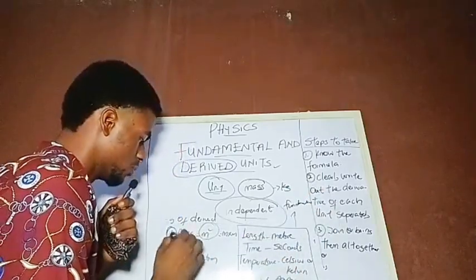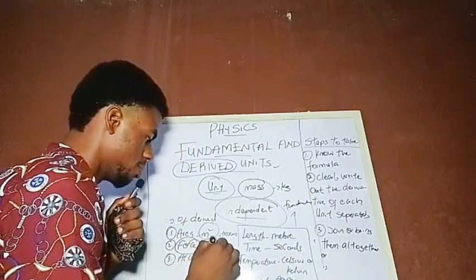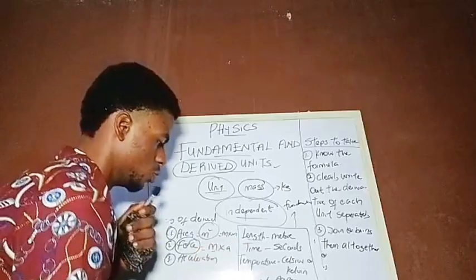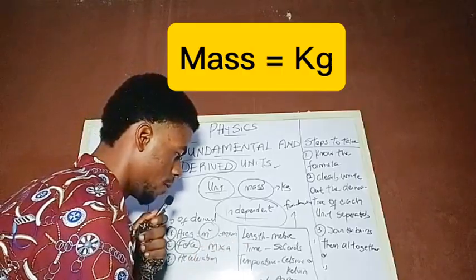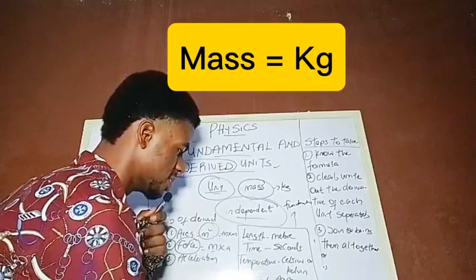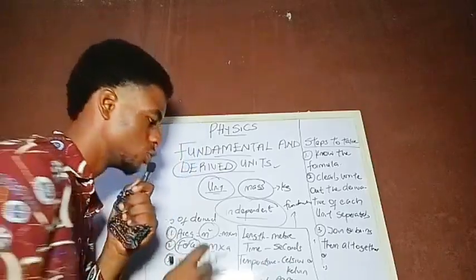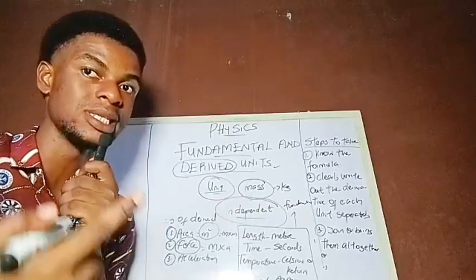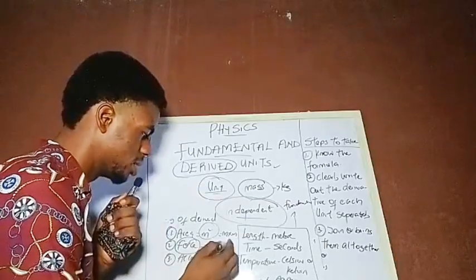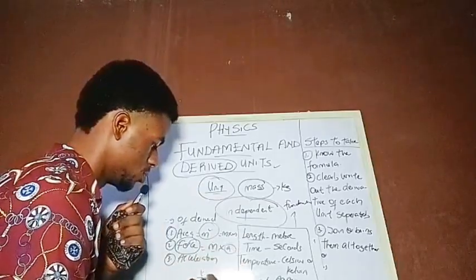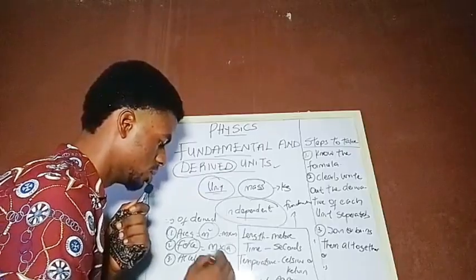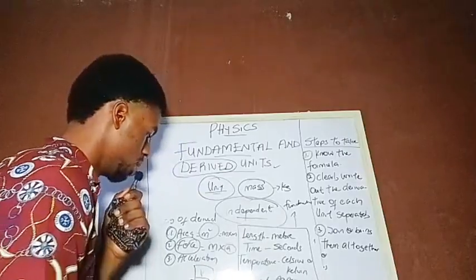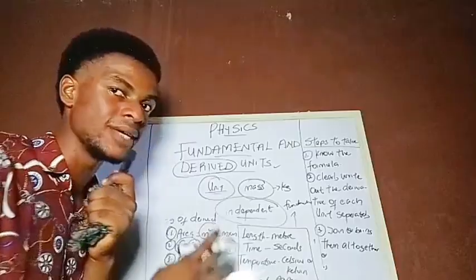Now the next one is force. Force is mass times acceleration. Mass is in kilograms, so your mass is a fundamental unit. So it is gotten from two or more fundamental units. Acceleration is change in velocity over time. So this is a derived unit.